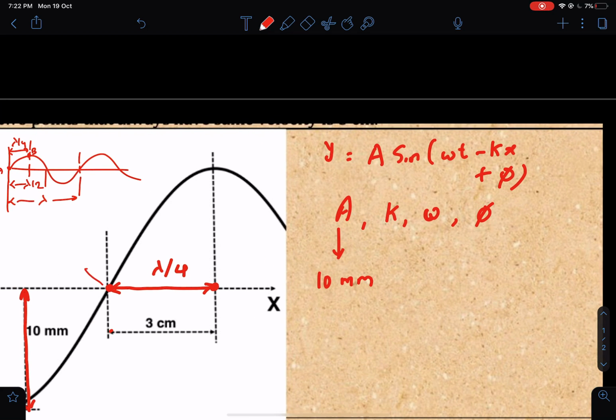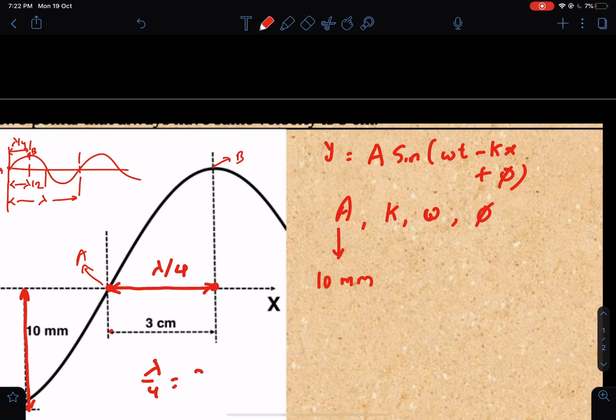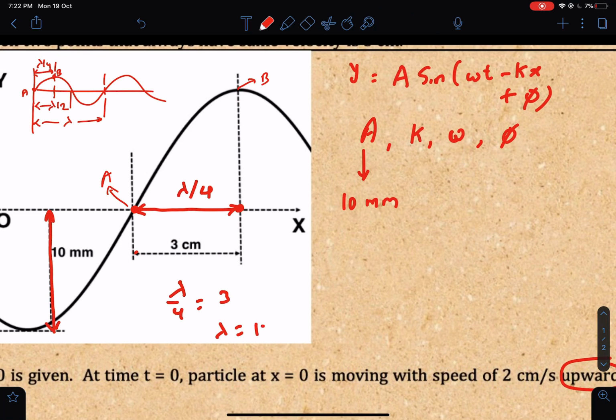So A is at mean position, sorry, A is at mean position, B is at extreme position. The horizontal distance between them is lambda by 4, which is 3 given. So from here we can understand that lambda by 4 equals 3, or lambda is equal to 12 centimeter. What about k? k is equal to 2 pi by lambda, so 2 pi by 12, which is pi by 6 meter inverse. So this is k.